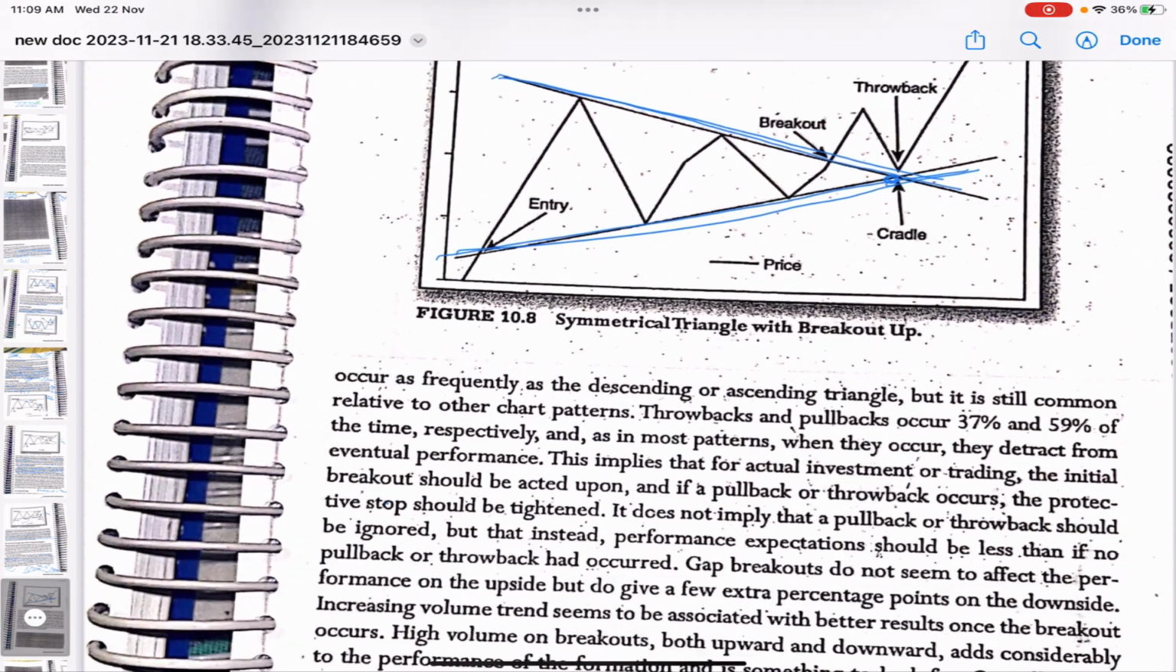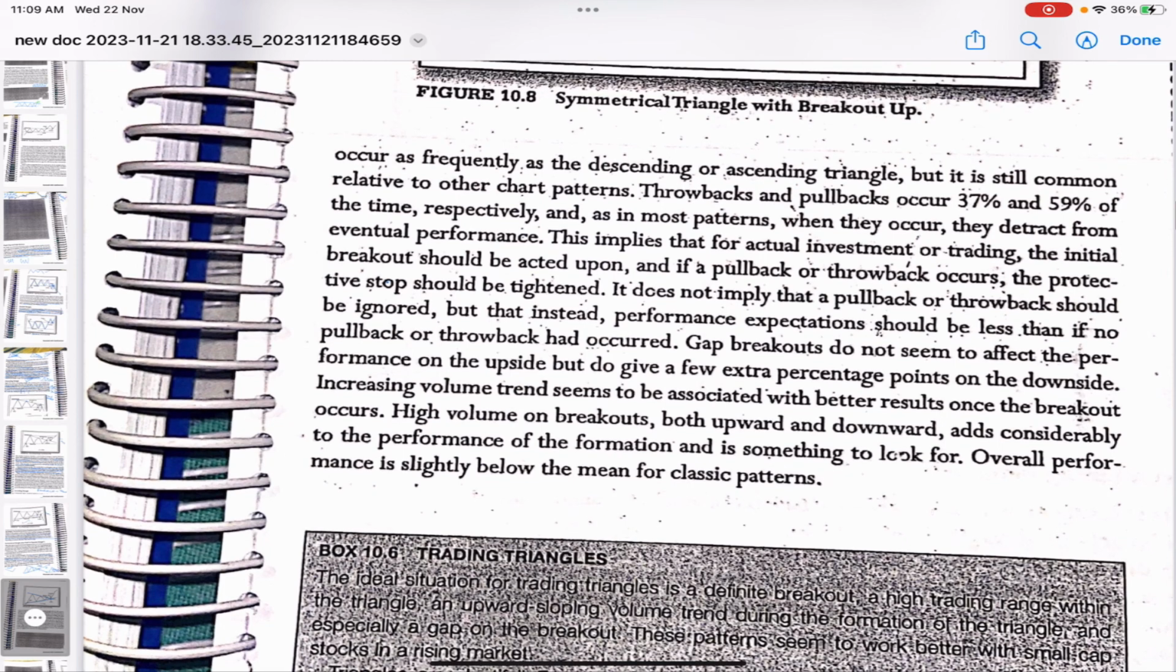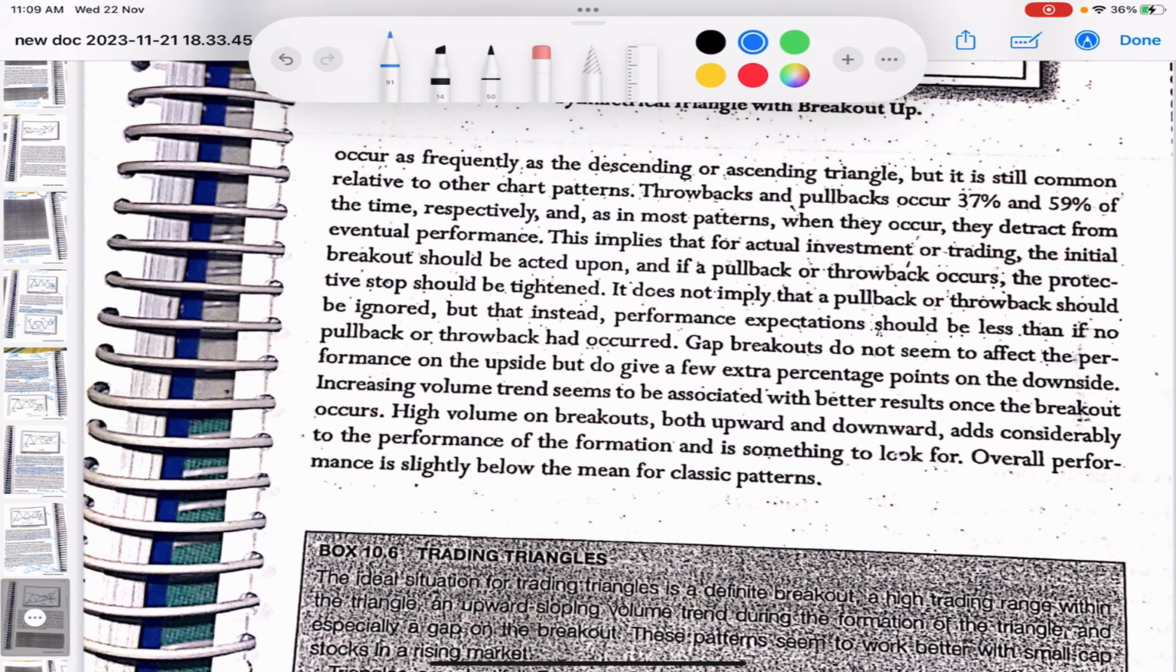This we have discussed. Okay. Gap breakouts do not seem to affect the performance on the upside, but they do give you extra percentages on the downside. So this is what has been observed when it comes to the coil triangle, that gaps on the downside give extra points, but gaps on the upside do not give points, whereas in the other triangles we were seeing the opposite.